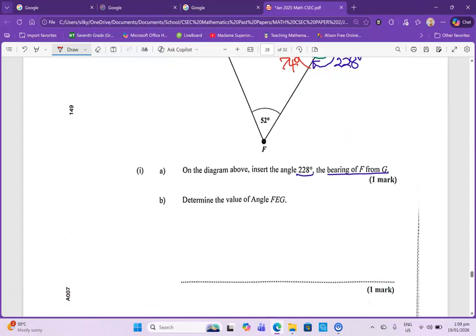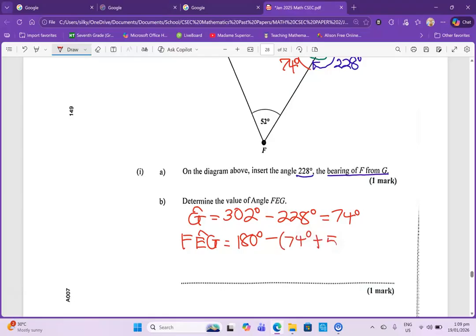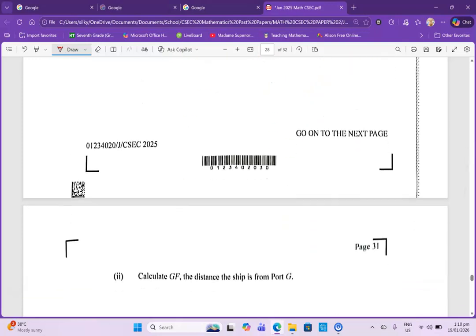Okay, so let's write down the working for that. First we found angle G, which was 302 minus 228 degrees. That gave us 74 degrees. Then we found angle FEG, which is 180 minus (74 plus 52), which is 180 minus 126, giving us 54 degrees. Okay, so let's go on to part 2 of the question.